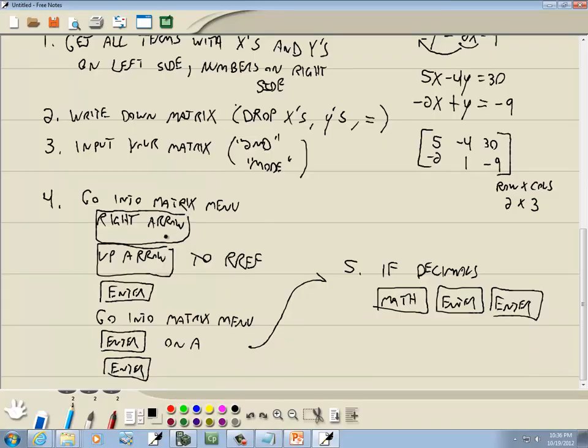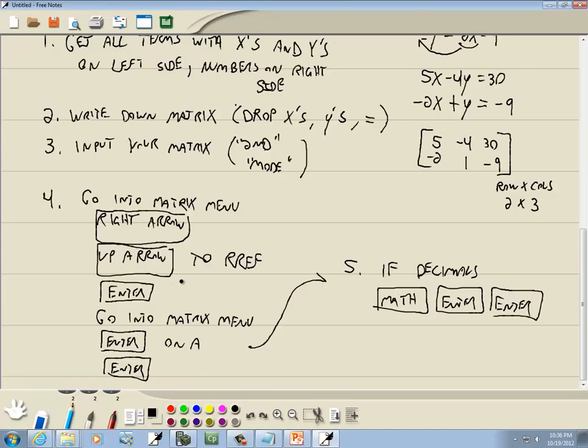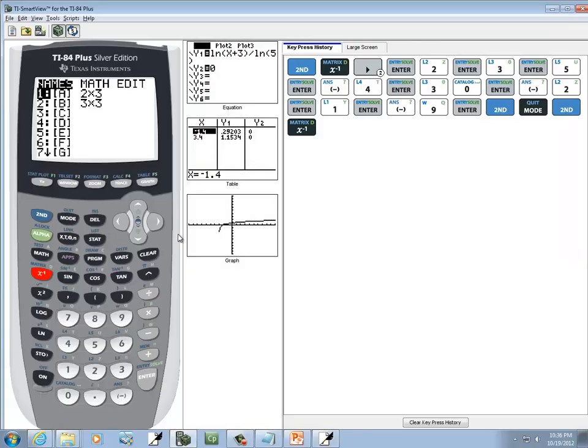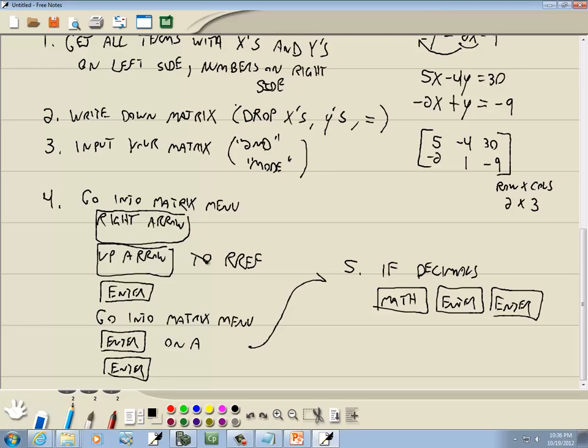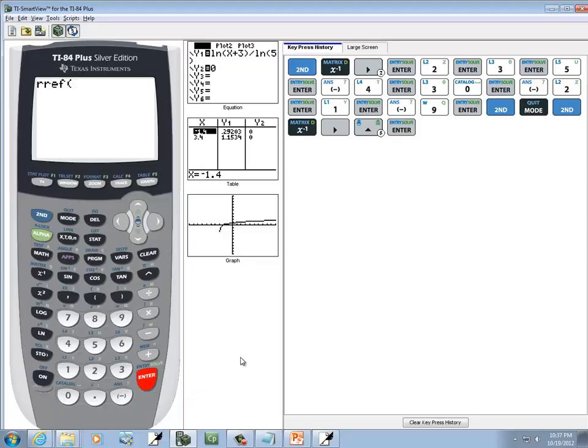Go into the matrix menu. On my calculator, it's second x to negative 1. It says do a right arrow, so we're going to right arrow one time to math. And then it says up arrow to RREF. Make sure you choose the one with 2 R's. So I'm going to do an up arrow and choose the RREF. Press enter on it.